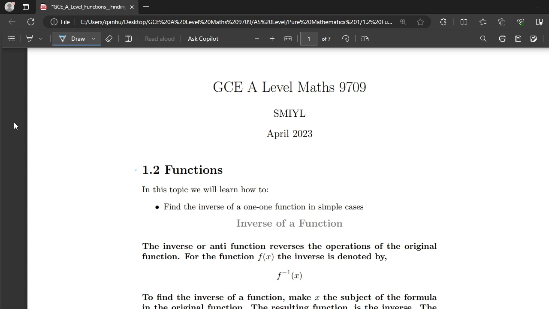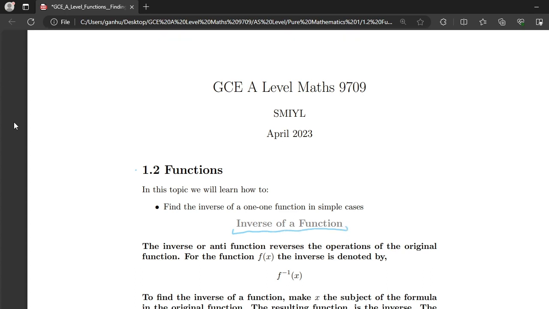So in this video, we'll be looking at functions, more specifically the inverse of a function. And the syllabus point we're focusing on is find the inverse of a one-to-one function in simple cases.